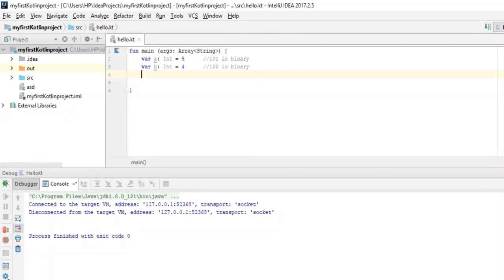Everyone, this is Aisha and welcome to our 15th Kotlin tutorial, and in this tutorial I'll be talking about the bitwise operators in Kotlin programming language.